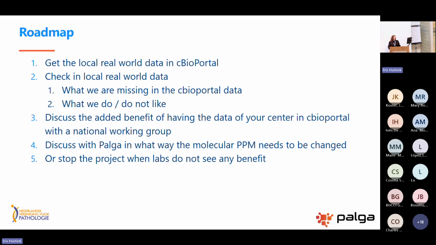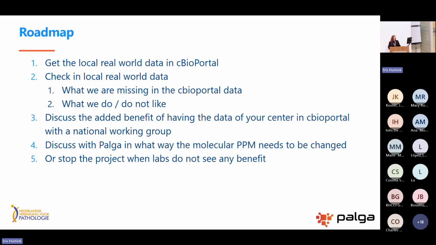And then the fourth step will be to discuss with Palga in what way the molecular protocol needs to be changed. So we need to have a consensus on what the important information is. And then the protocol module should be adjusted accordingly. So we can indeed collect all that data.